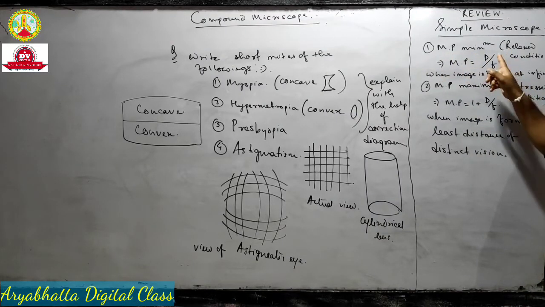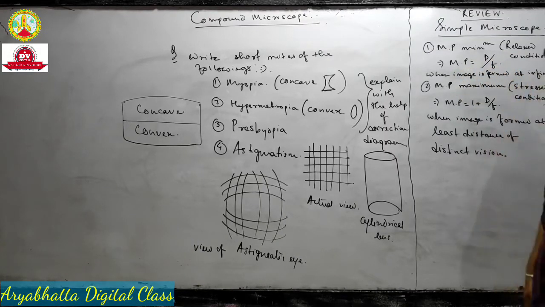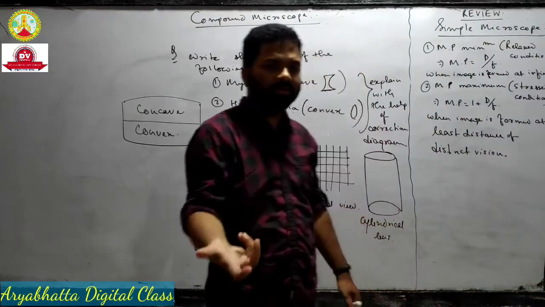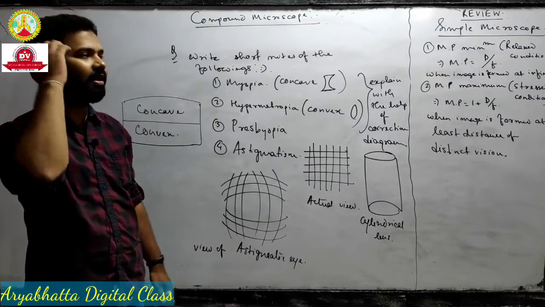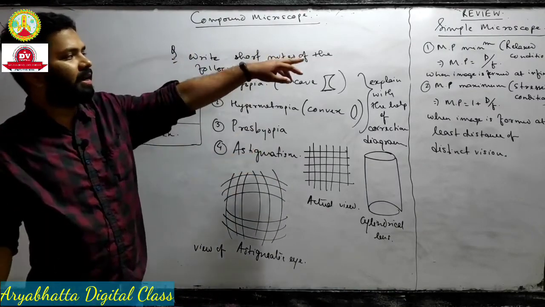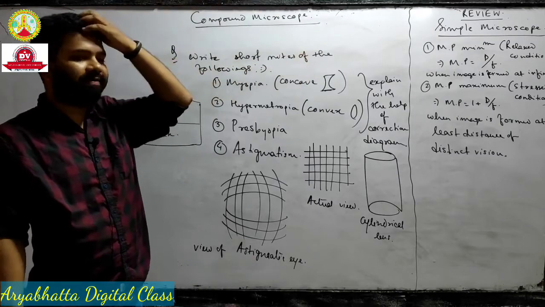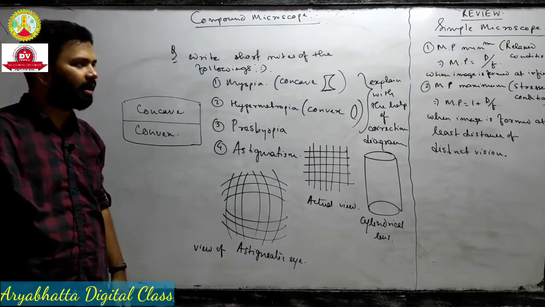That is, magnifying power is minimum, that is the relaxed condition. Why? Because your ciliary muscles will be under relaxed condition. So magnifying power is equal to d by f when the image is formed at infinity. So if you want to see an object which is located at infinity, in that case your magnifying power becomes minimum, and that formula is given by d by f.